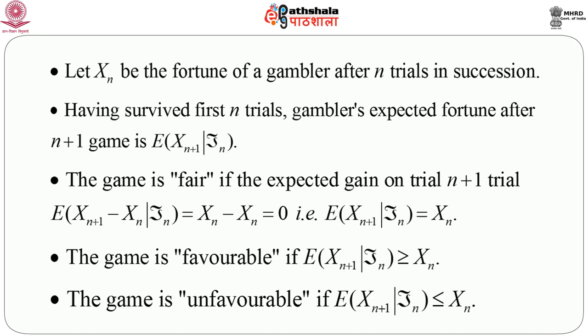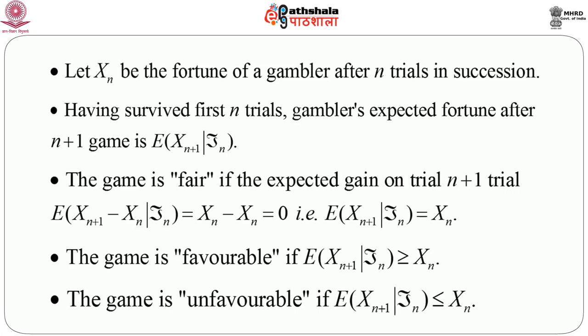Now, if a gambler survived the first n trials, the gambler's expected fortune after the (n+1)th game should be the expectation of Xn+1 given Fn. Now, script Fn is the sigma field generated by the fortunes in the first n trials, that is X1, X2, ..., Xn. Xn+1 is the fortune of the gambler after n+1 trials, so the expected value is nothing but his expected profit or expected fortune.